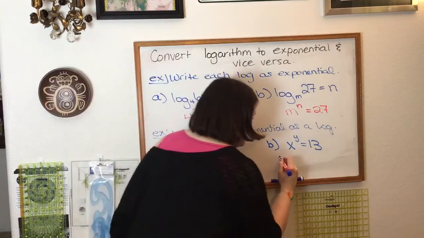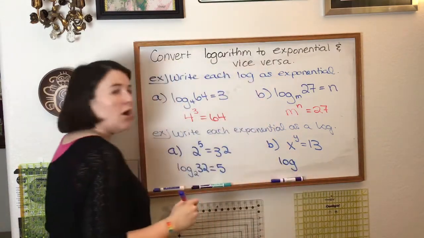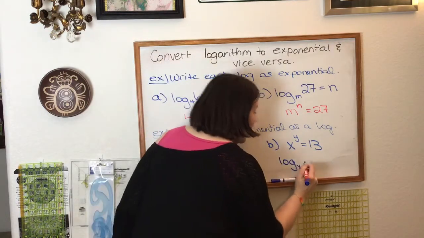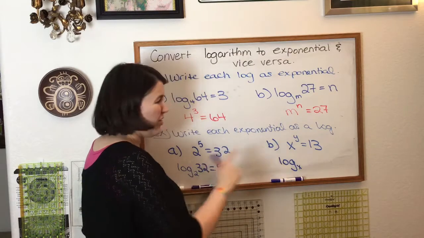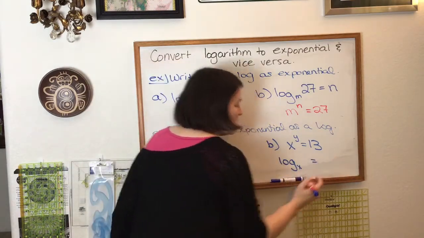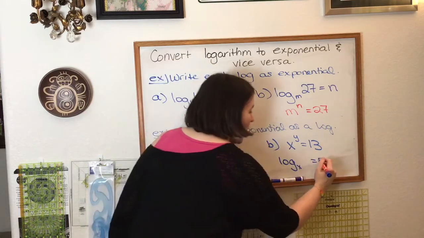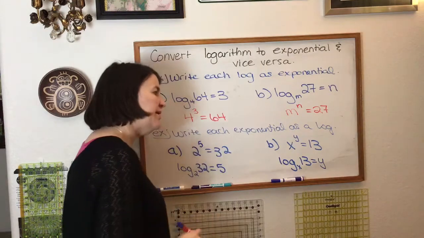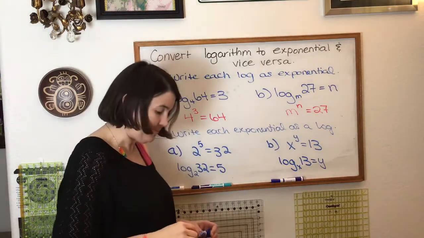Okay, this next one. Log base, what number is being taken to a power? It is x. And then I remember, this one's not going to make any real numeric sense, but I know that log always equals the power. My power is y. Therefore, the number has to go here. So log base x of 13 equals y.